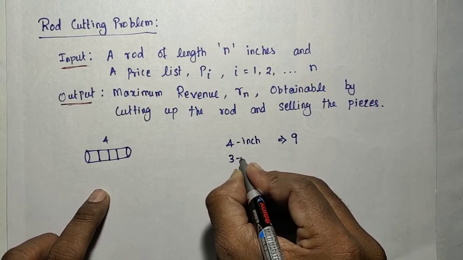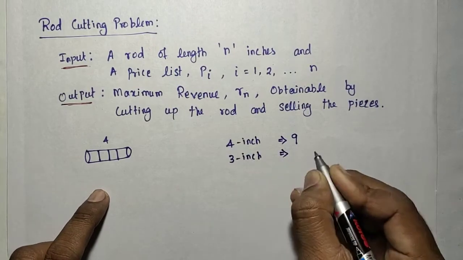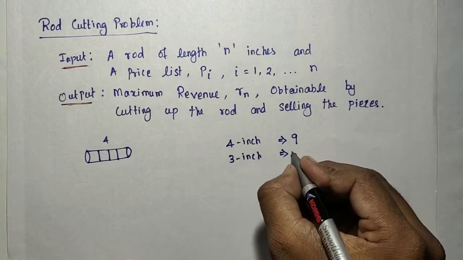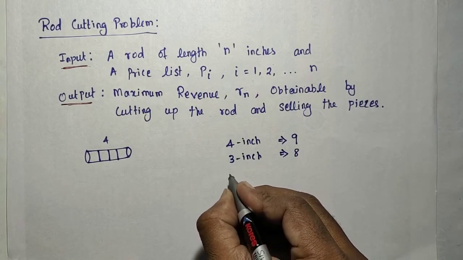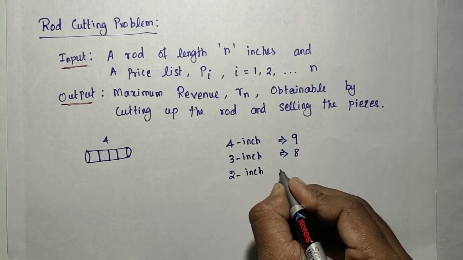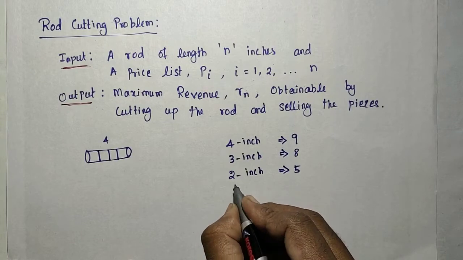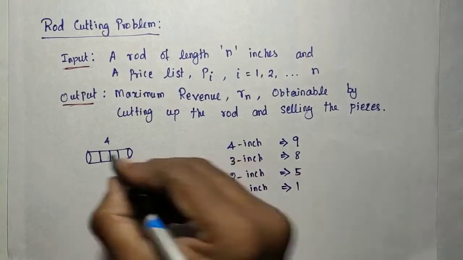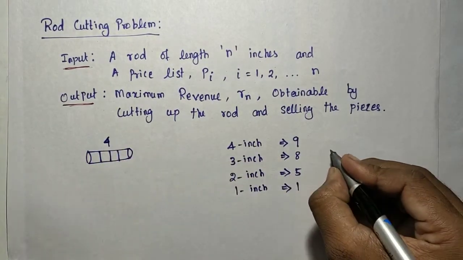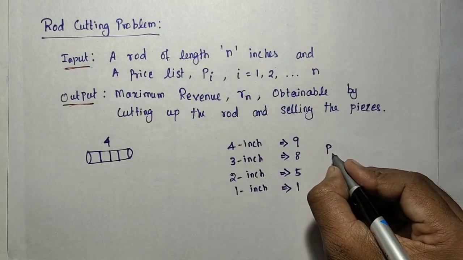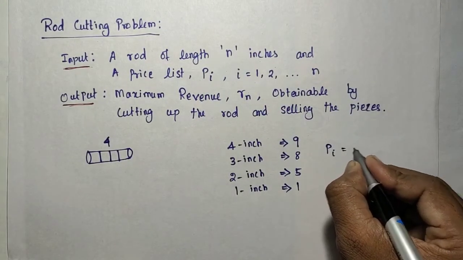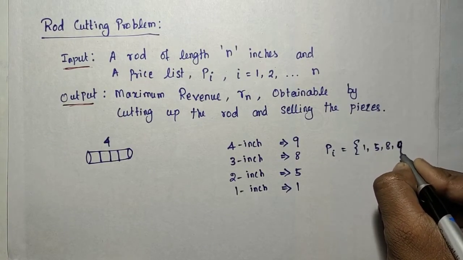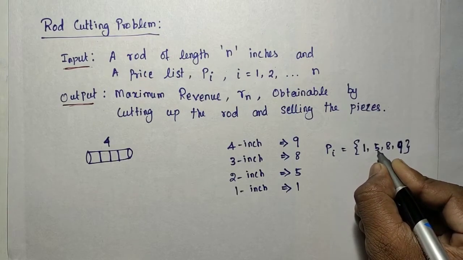Instead, if you are selling the 3-inch rod, it means cutting into two pieces, a 3-inch rod and a 1-inch rod. The 3-inch rod price is 8, the 2-inch rod price is 5, and the 1-inch rod price is 1. So the price list is an array: 1, 5, 8, 9. It means the 1-inch rod price, the 2-inch rod price, like that.